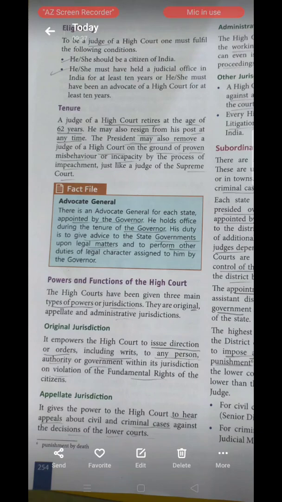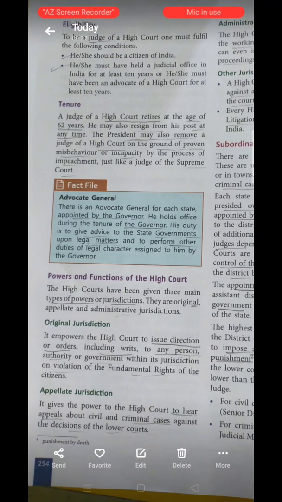Okay, so the fact file given here is related to the advocate general. The advocate general for each state is appointed by the Governor, and you have to read the fact file by yourself. Here you came to know about the advocate general.